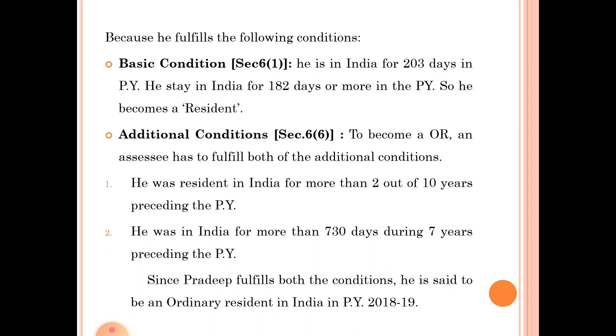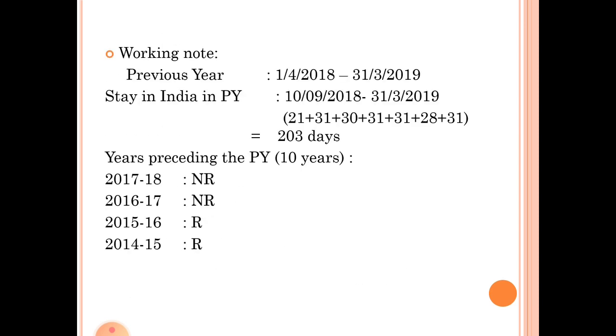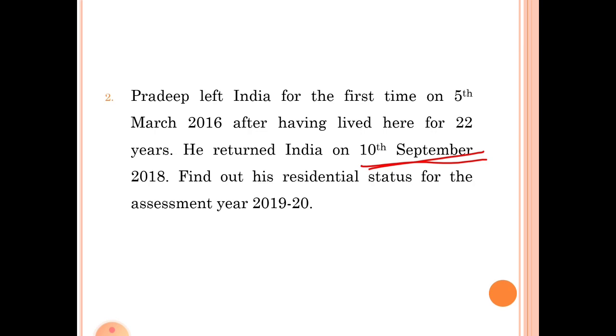So, let us stop this session here. In the next session, let us solve some other problems. Solve these problems at home. In the second problem, I did not calculate the number of days he stayed in India for rest of the years, because he stayed for a whole year, that is 365 days, except 2015-16. That you can calculate on your own.